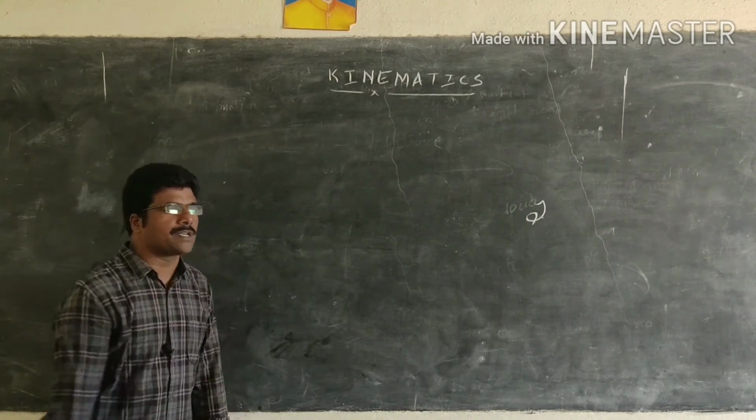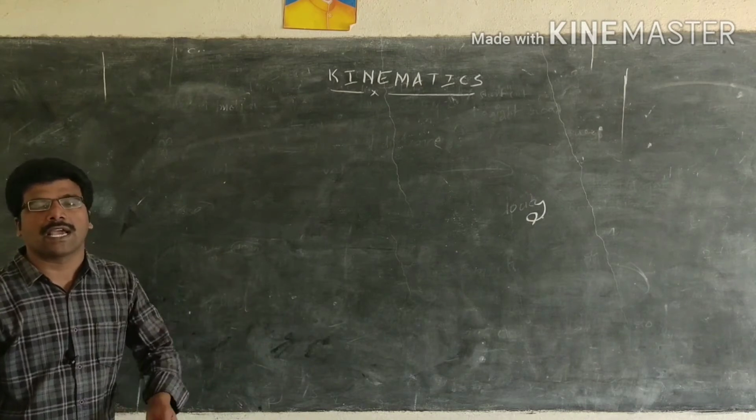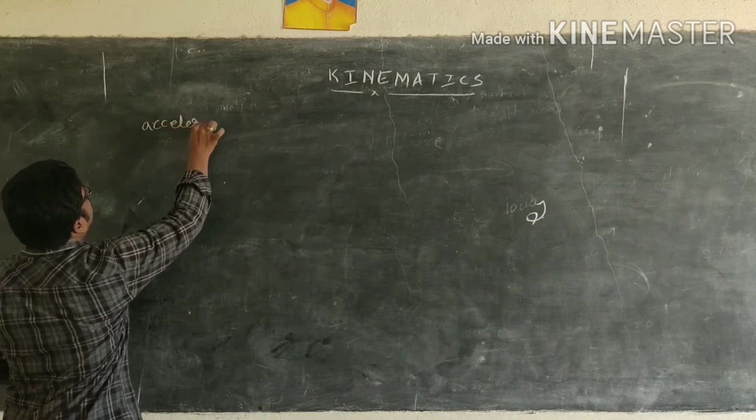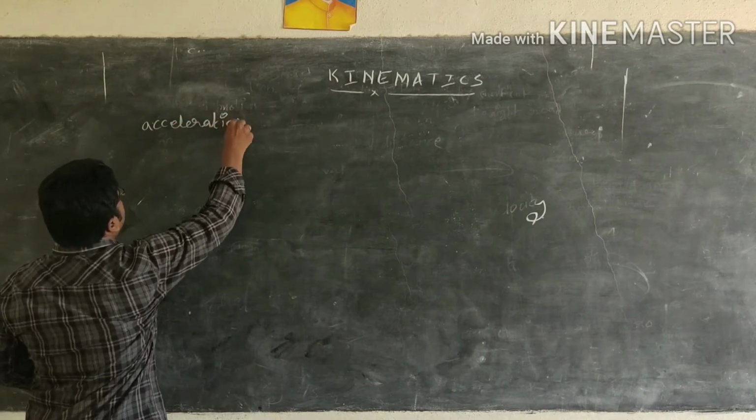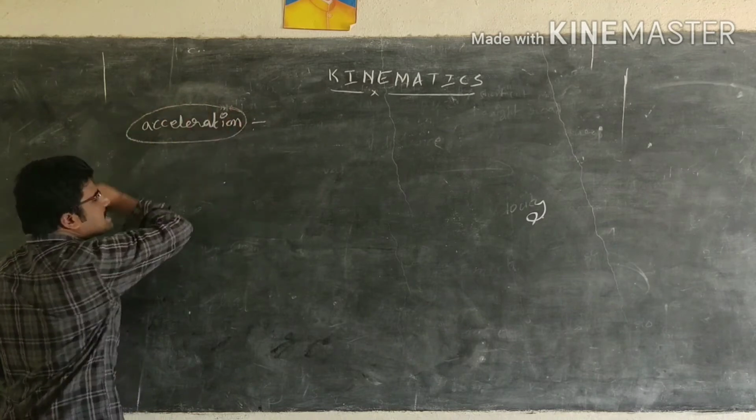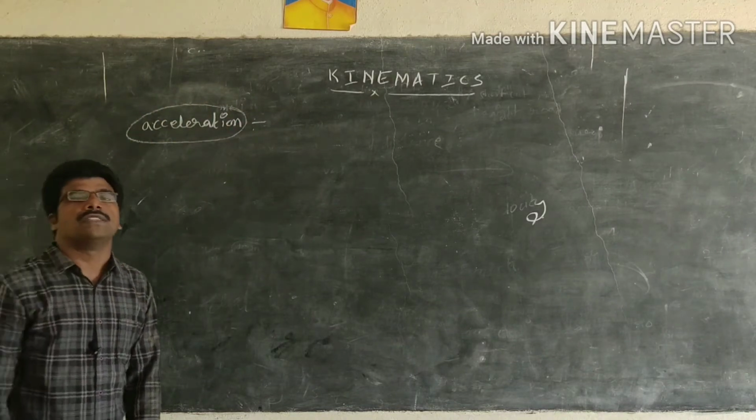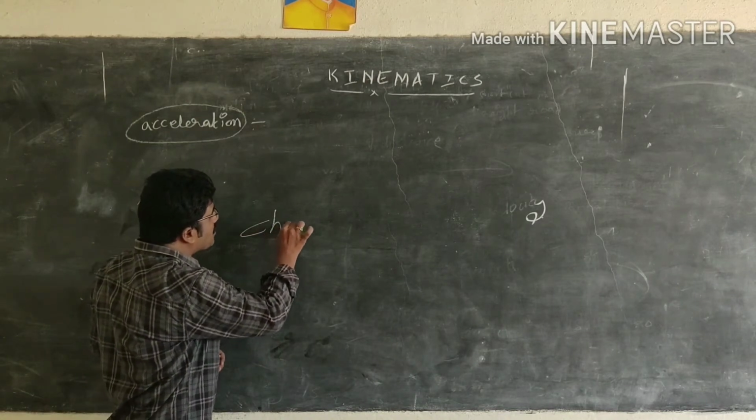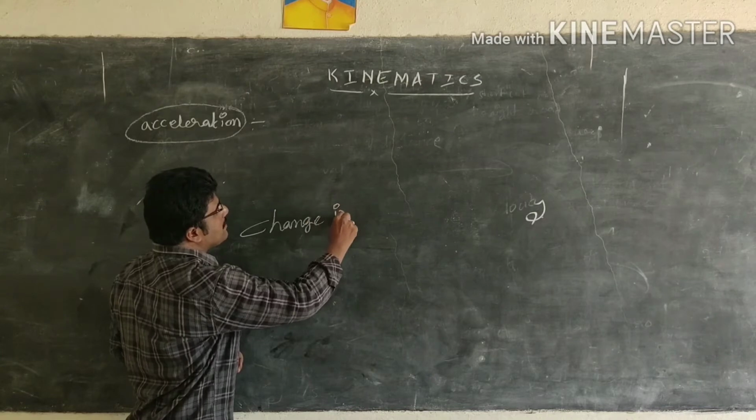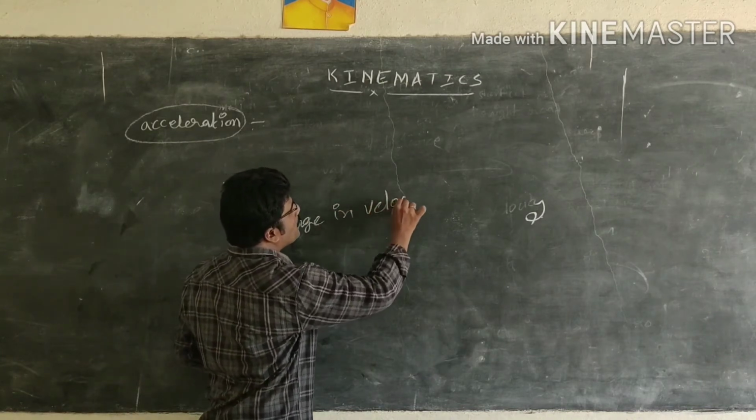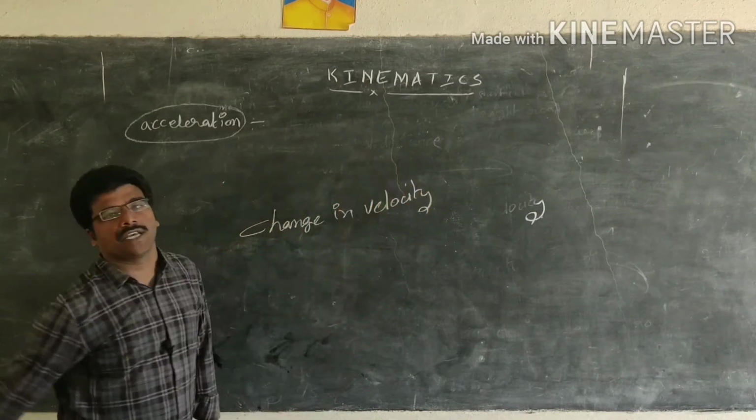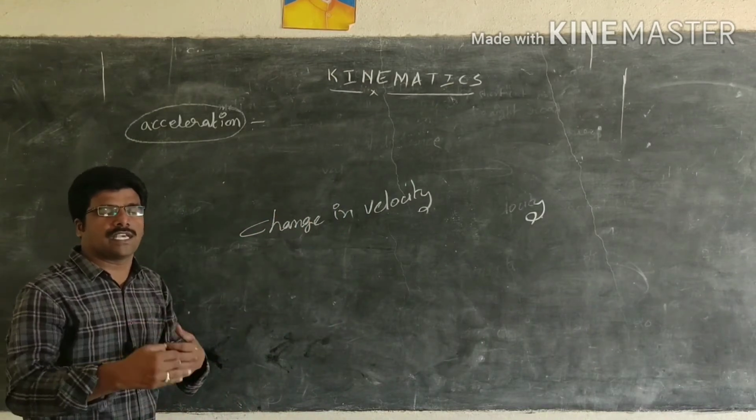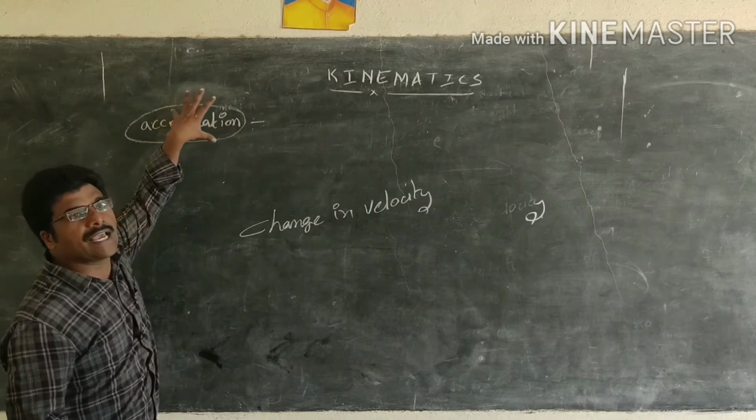Okay. Next, coming to the next parameter in kinematics, that is acceleration. When the body possesses acceleration, it means there is a change in velocity. If there is a change in velocity, then the body possesses acceleration. If the body's velocity changes, then it undergoes acceleration.